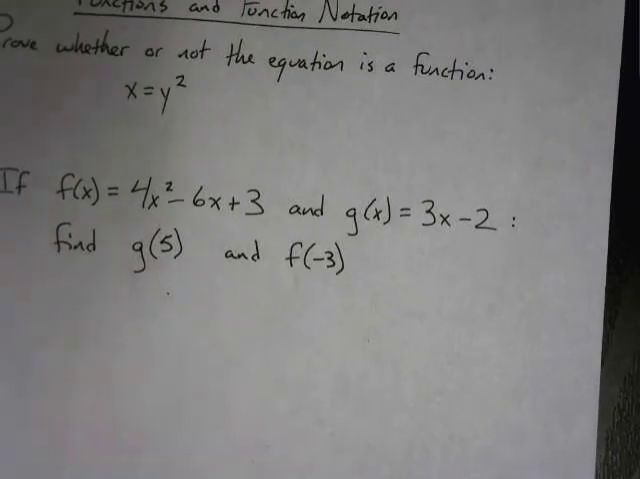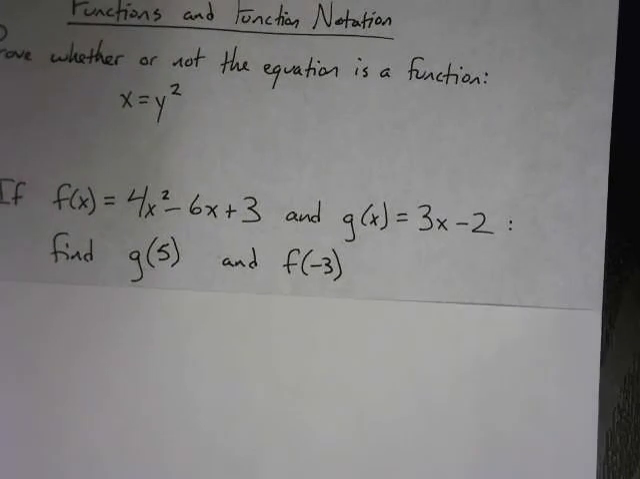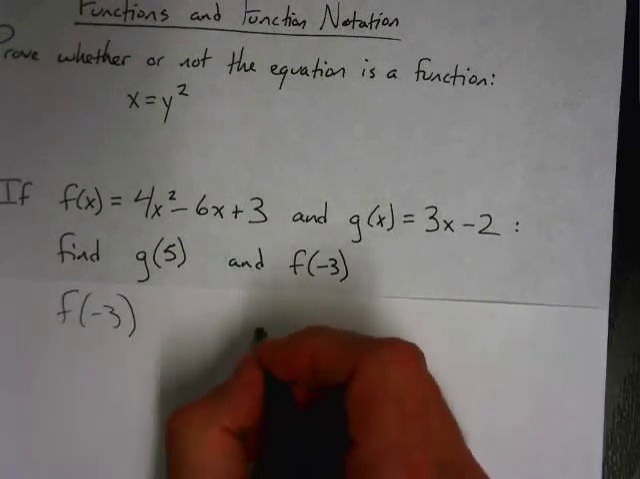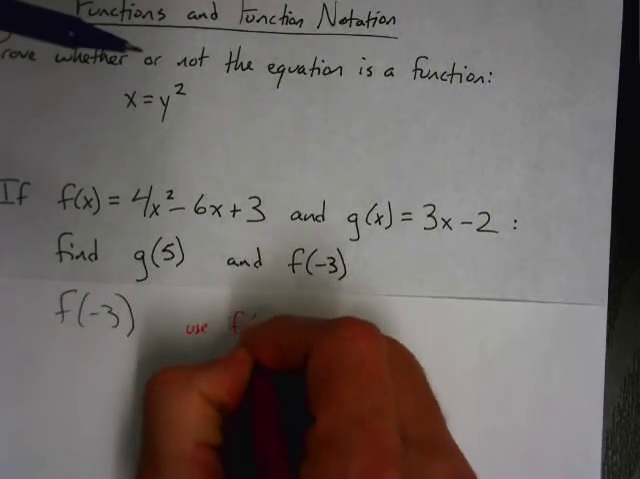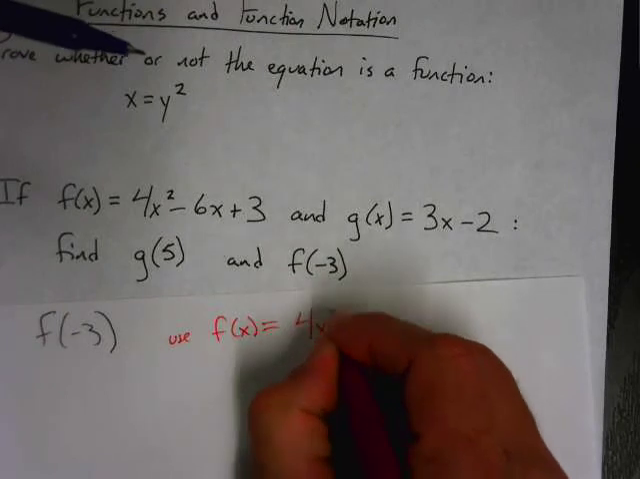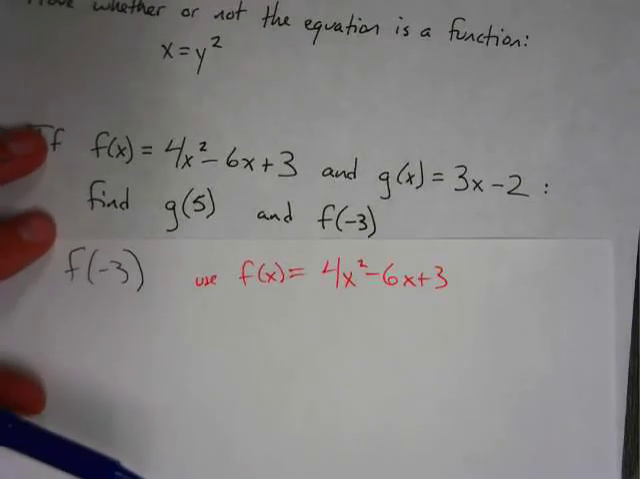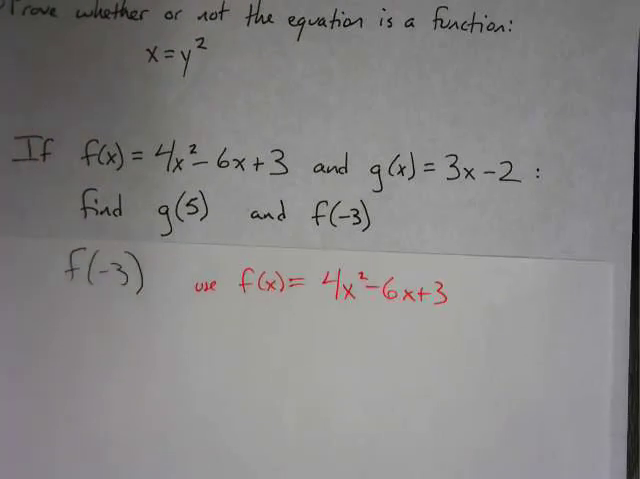Now we can find f of negative 3. Okay, so you can pretty much run ahead and finish this thing because the rest is kind of straightforward. Okay, so for f of negative 3, we're going to use the f of x function. So that's the first thing we're going to do. And f of x is equal to 4x squared minus 6x plus 3. We're going to use that. Okay, but now what we're going to do is substitute negative 3. And here we have to be careful with signs.